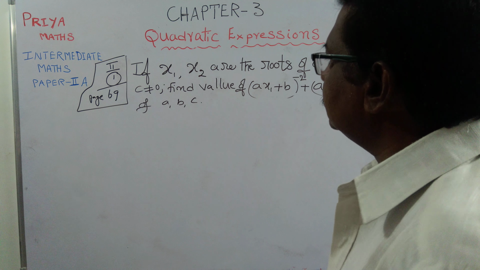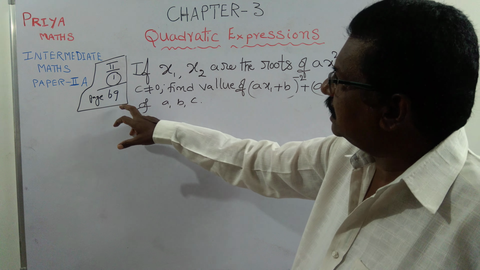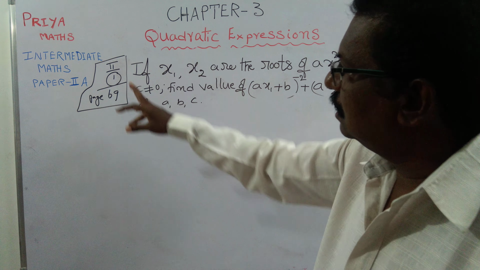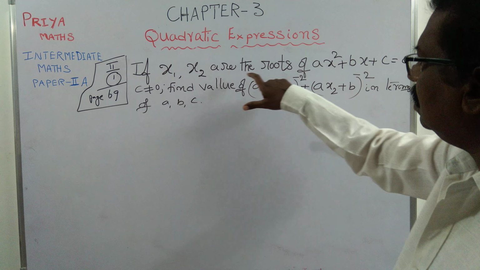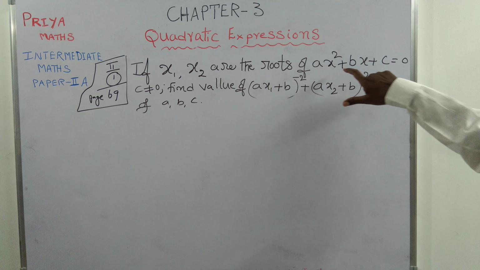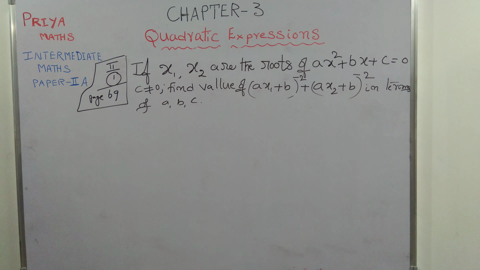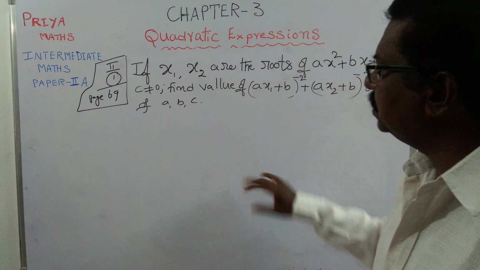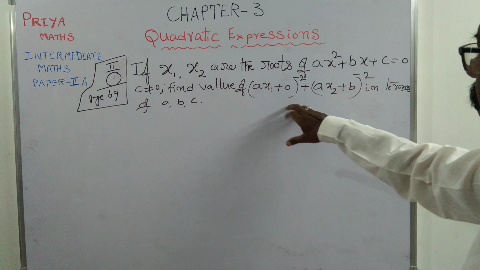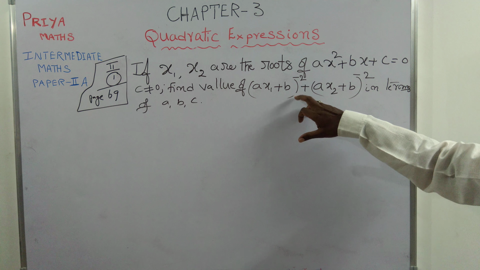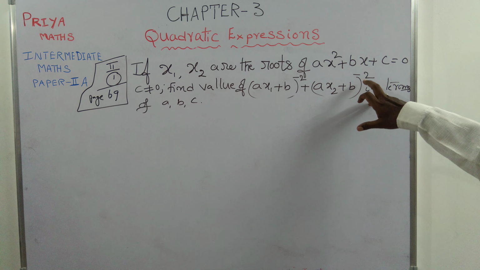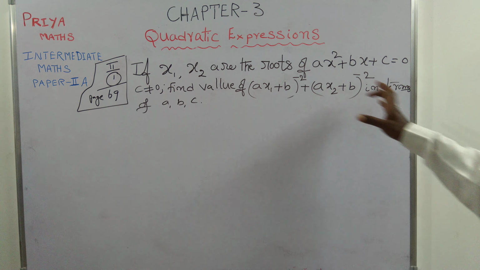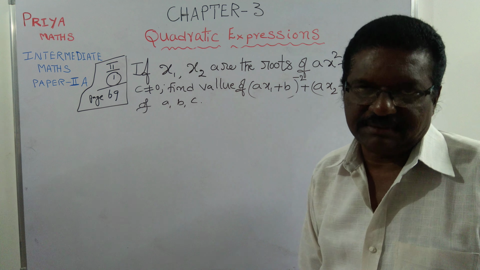Today we are going to discuss page number 69, quadratic expressions, exercise 2a problems. If x1, x2 are the roots of ax square plus bx plus c is equal to 0, c is not equal to 0, find the value of (ax1 plus b) whole to the power of minus 2 plus (ax2 plus b) whole to the power of minus 2 in terms of a, b, c.